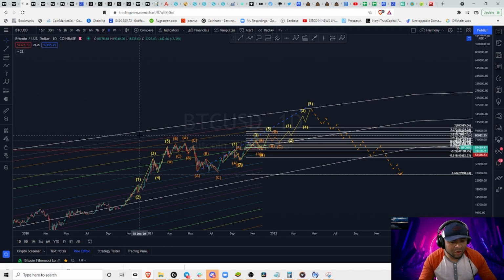So hopefully you're buying those alts, because alt season's coming. When wave 5 hits, watch. Directly after, we should see that cycle rotation, as we always see, guys.